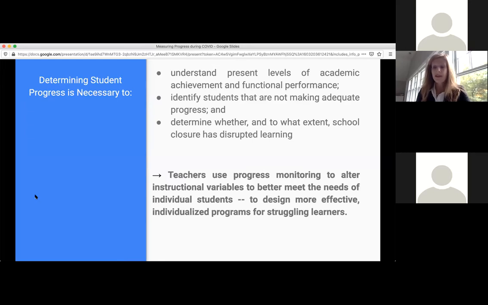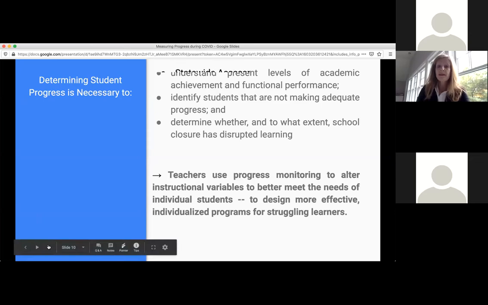We obviously need to identify students that are not making adequate progress. And then finally, we need to determine whether and to what extent school closure has disrupted learning. So progress monitoring in and of itself is used to alter the instructional variables to better meet the needs of individual students. At the end of the day, we are trying to design effective individualized programs for struggling learners, and this is why we do this.